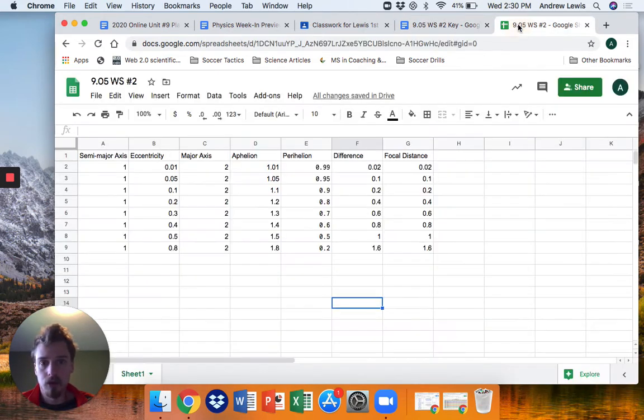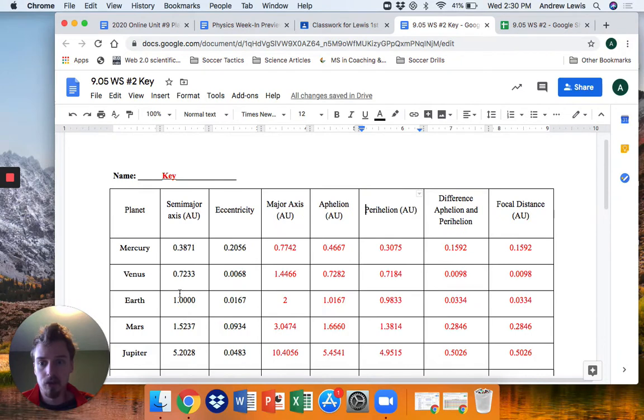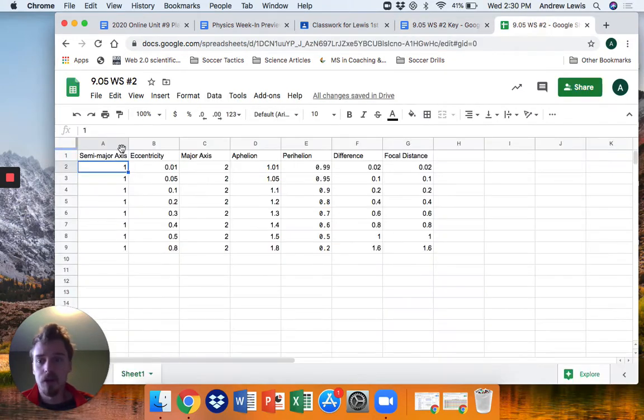So in order to explain that a little bit more, I filled out this chart where it's calculating the major axis, aphelion, perihelion, the difference between them, and the focal distance. It's doing all of that for me, which is super helpful. But what I want you guys to notice is that I put all of them at a semi-major axis of 1, right, which is what Earth's semi-major axis is. So if you go up here, Earth has a semi-major axis of 1 astronomical unit, right? So I kept all of them at 1, so all of them have the same orbit size as the Earth.